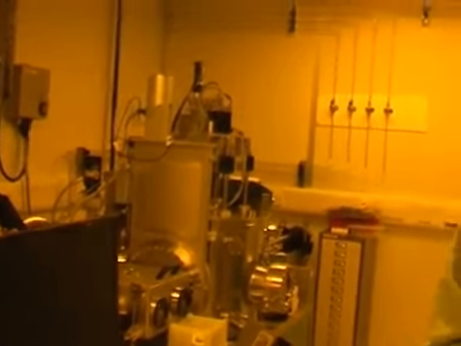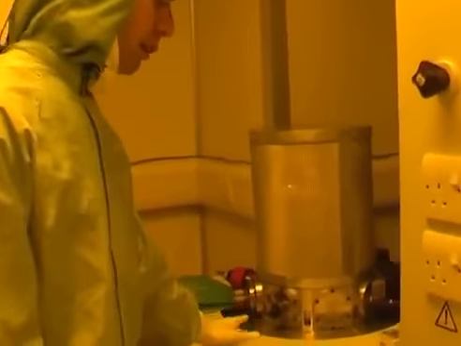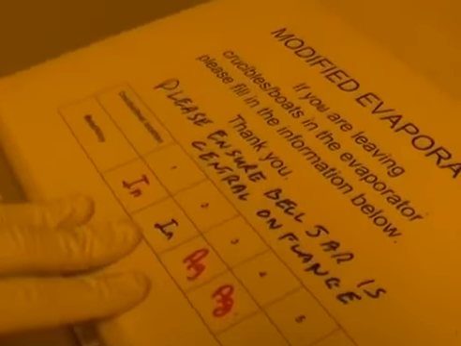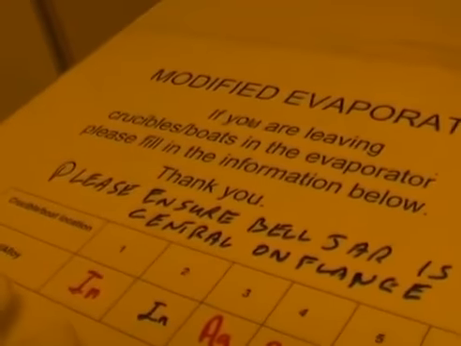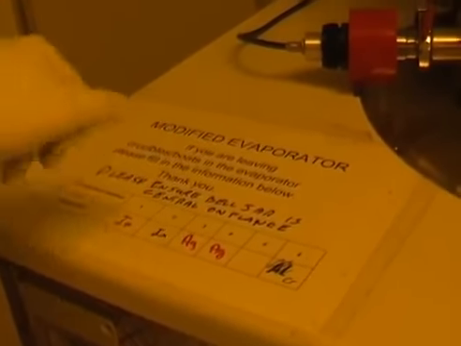Then if we go over to the corner of the room, there is actually quite an old piece of equipment, the modified evaporator, which is used for the deposition of metals that are not present in any of the other metal deposition tools. Typically it is indium for flip chip bonding, or silver or chromium.